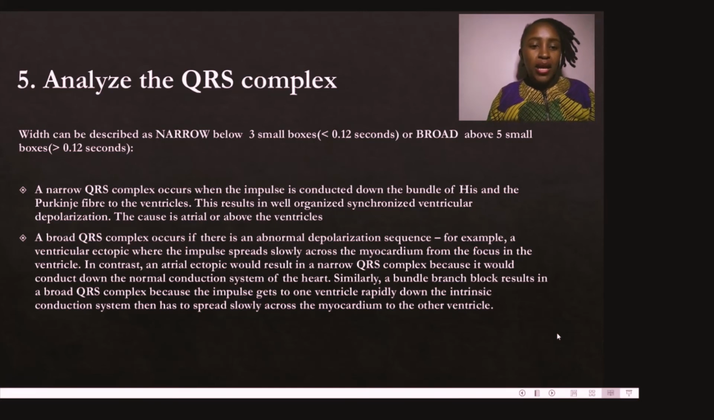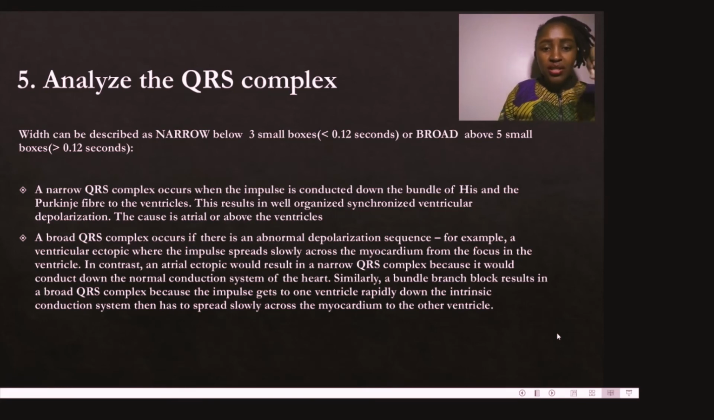So basically, a narrow QRS complex occurs when the impulse is conducted down the bundle of His and the bundle branch fibers to the ventricles. This results in a well-organized, synchronized ventricular depolarization. So the cause in this case will be atrial or above the ventricles.